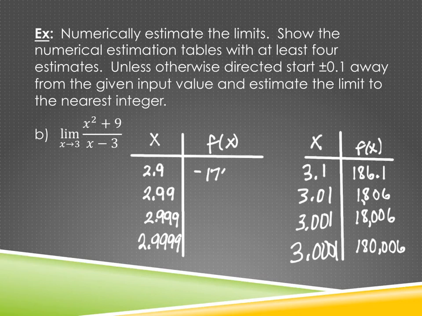I have negative 174.1, negative 1794, negative 17,994. And then I have this funny number right here. It looks like 1.8E5. It's turning it into scientific notation. If I arrow over on top of it, I can get the answer on the bottom. So I have negative 179,994. You can put the decimals or not. It's not important for what we're going to be doing with it.